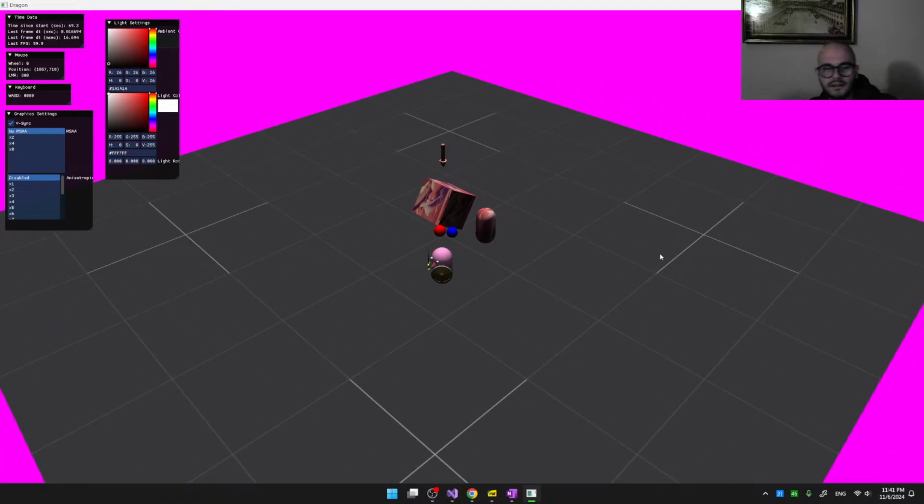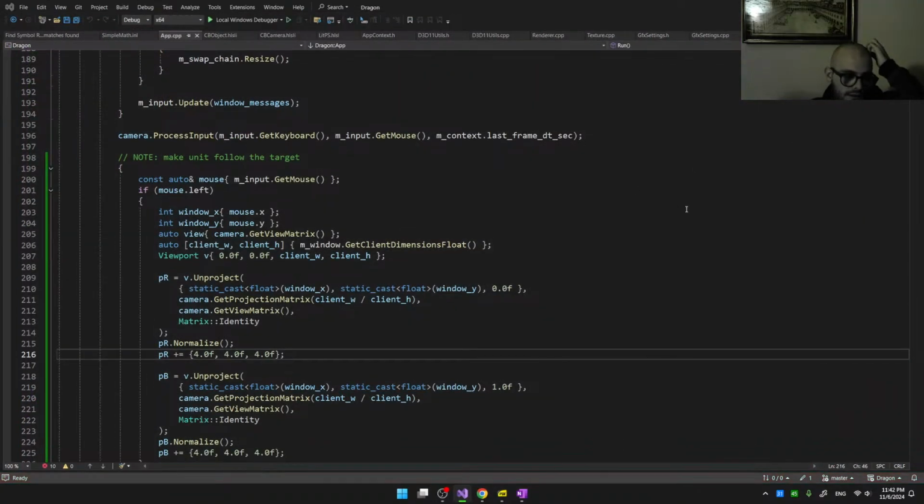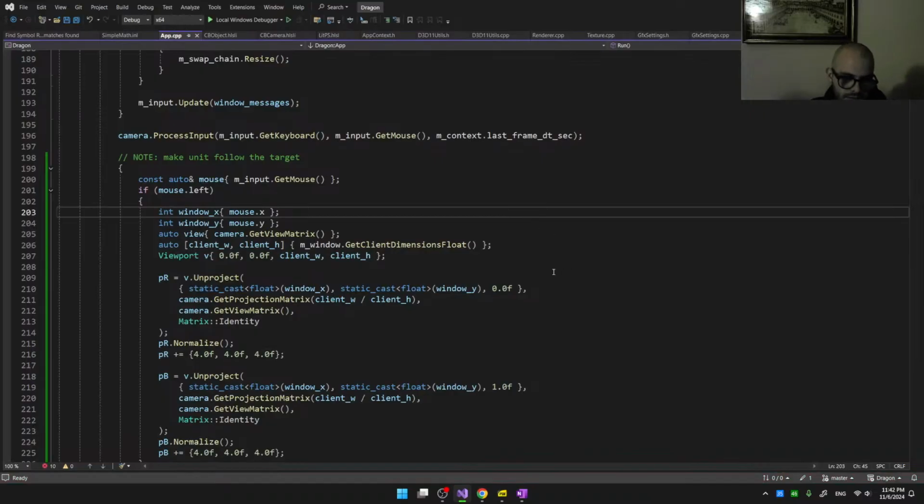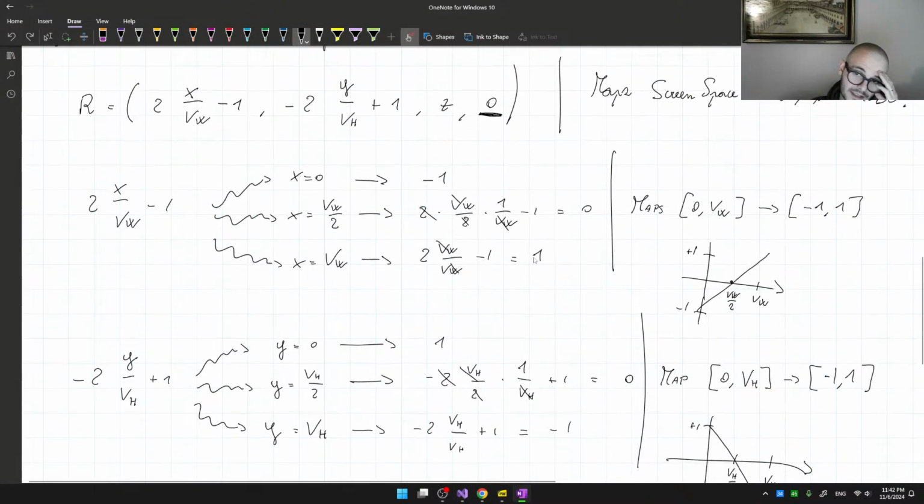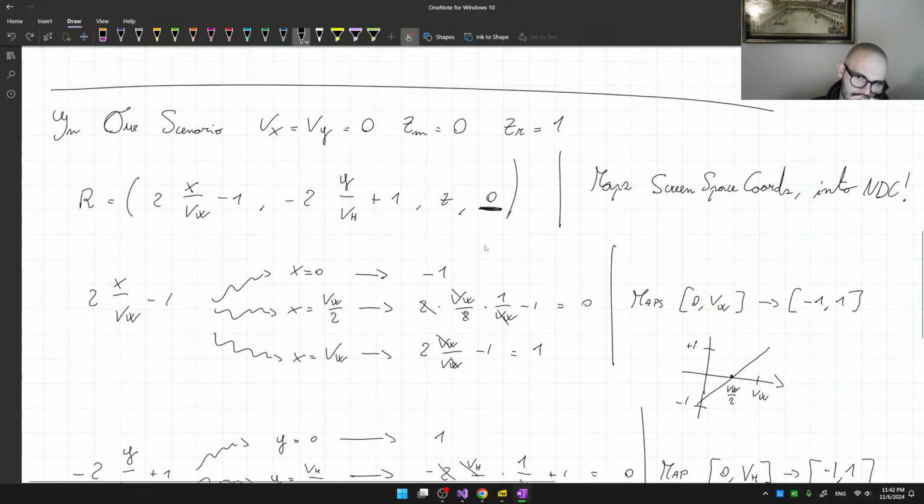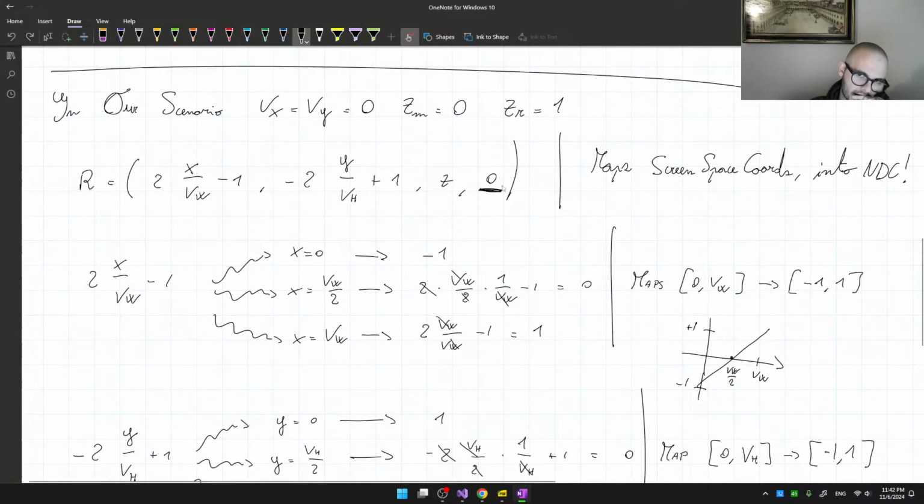Once we have a target, we say, okay, soldier, go to the target in a straight line, obviously. But, so, this kind of makes sense. I don't know.